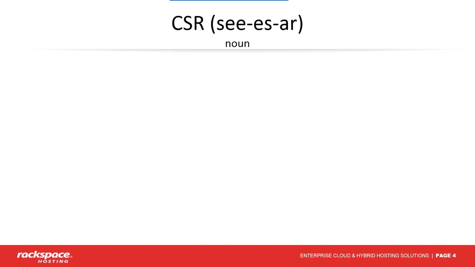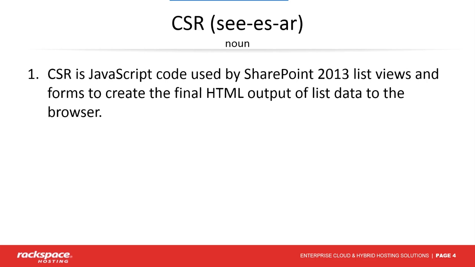All right, so let's just review client-side rendering really quick. It's CSR, and this is the definition that I came up with for it. It's basically JavaScript code that's used by SharePoint 2013 list views and forms to create the final HTML output of list data to the browser. CSR is also used in display templates, which can be leveraged for custom search results or the content search web part. But today we're going to focus specifically on examples that leverage client-side rendering to override your list views and forms. So we'll narrow down our focus to those scenarios specifically.